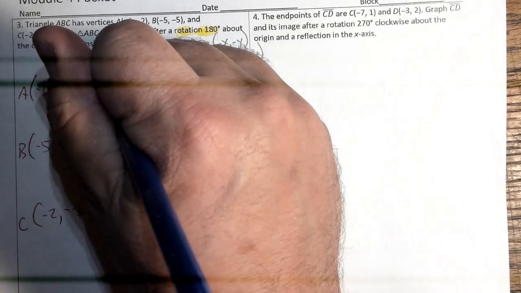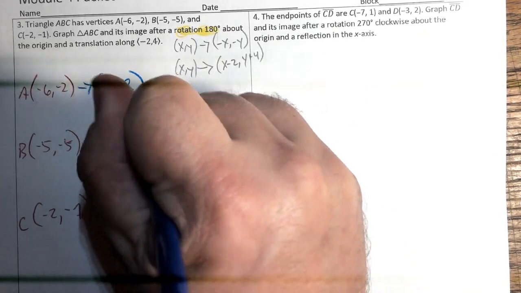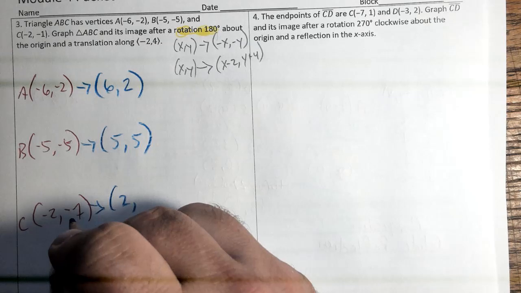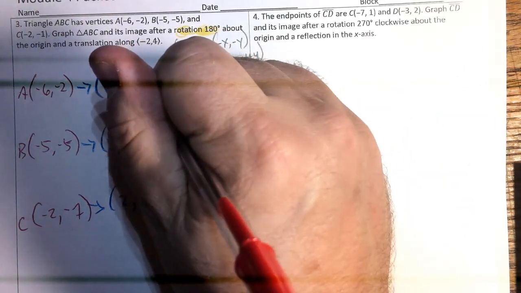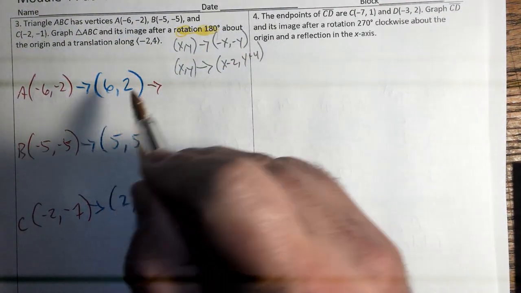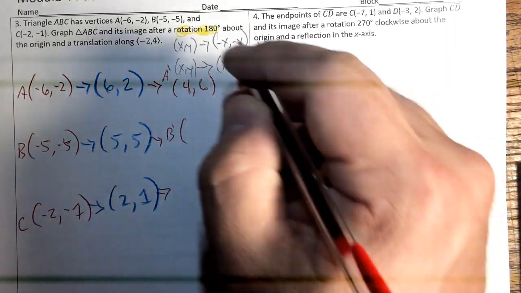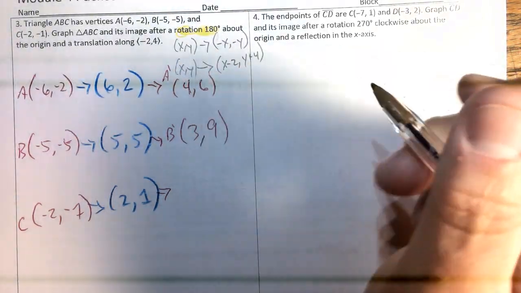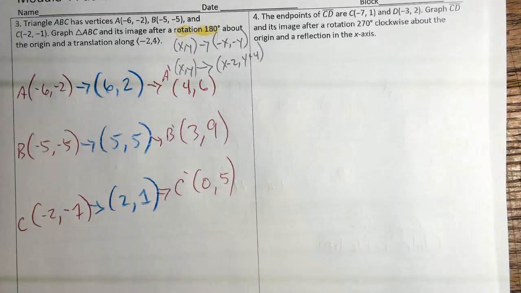All right, so the 180-degree rotation makes this negative x, so negative 6 becomes positive 6, negative 2 becomes positive 2. Negative 5 becomes positive 5, negative 5 becomes positive 5. Negative 2 becomes positive 2, negative 1 becomes positive 1. So we just change the signs on all those. Now this is our new x comma y. It's x minus 2, so 6 minus 2 is 4. 2 plus 4 is 6. This is your A prime. B prime will be 5 minus 2 is 3. 5 plus 4 is 9. 2 minus 2 is 0. 1 plus 4 is 5. There you go.